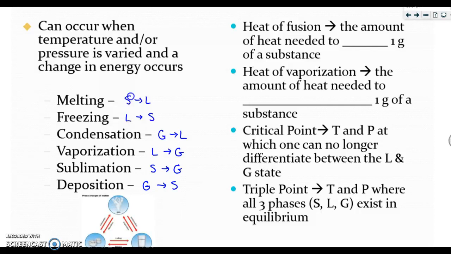Some additional key terms that are related to phase change include heat of fusion, which is the amount of heat needed to melt 1 gram of a substance. Heat of vaporization, which is the amount of heat needed to vaporize or evaporate 1 gram of a substance. We have some additional terms.